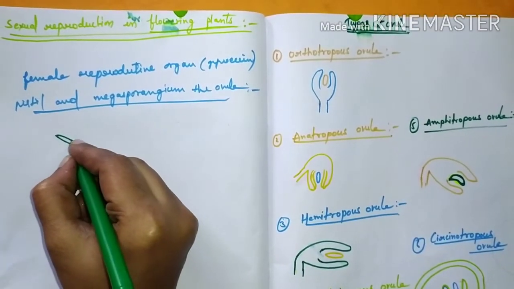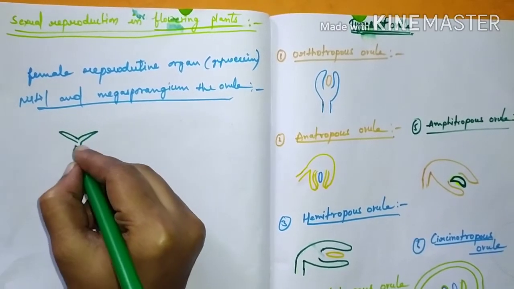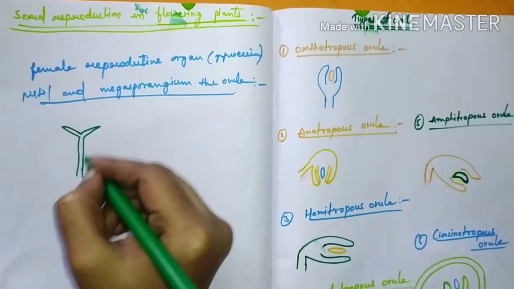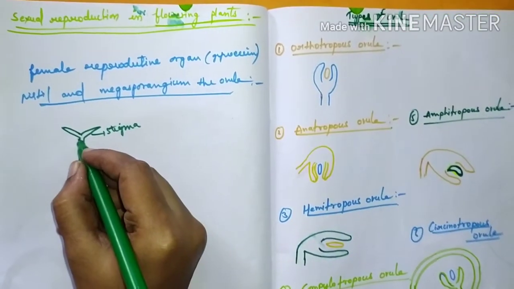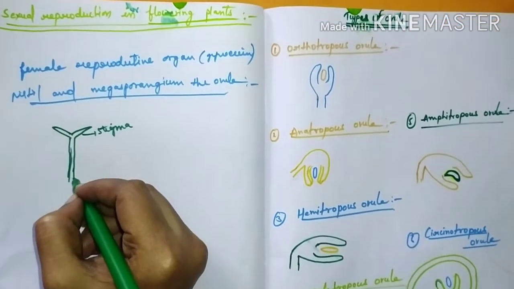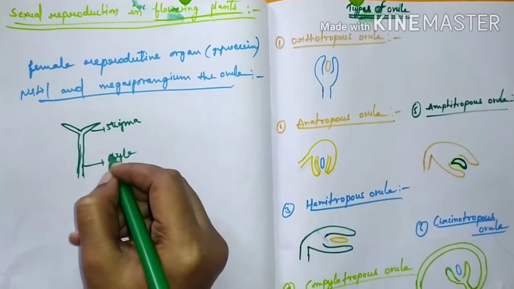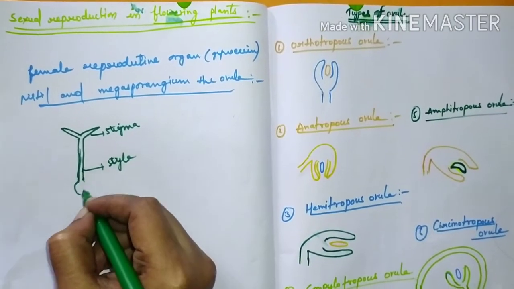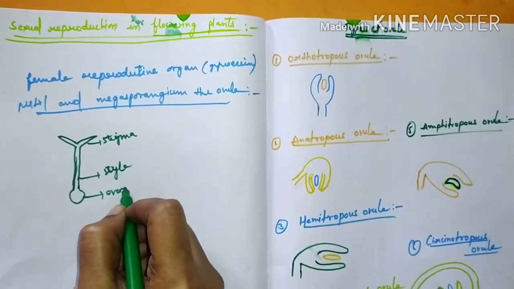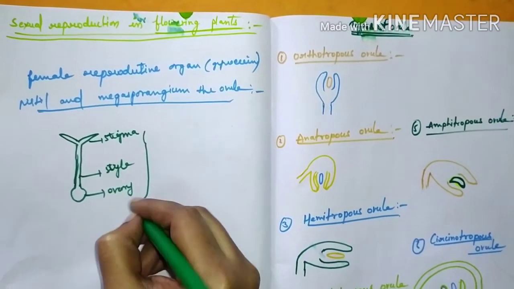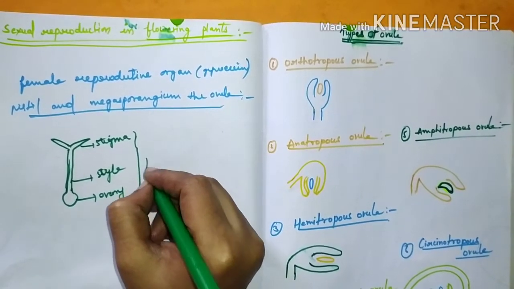So friends, this landing platform which you are seeing, which receives the pollen grains, is called the stigma. And below the stigma, this long elongated structure is called the style. And the basal bulged part is called the ovary. So this part, the stigma, style and ovary, is called the pistil.